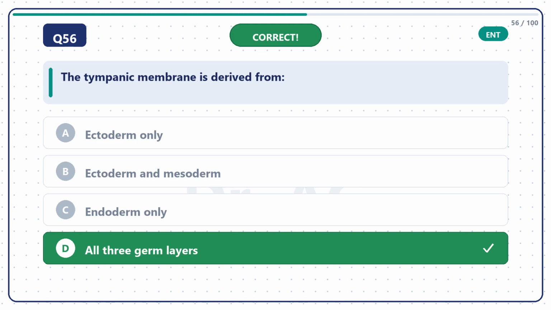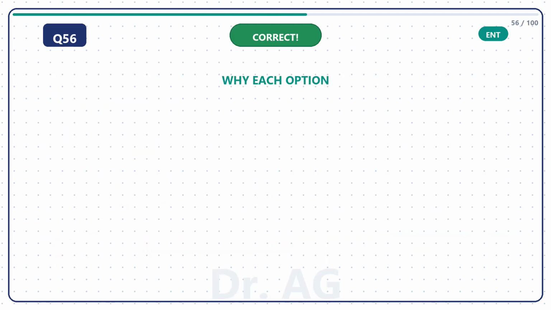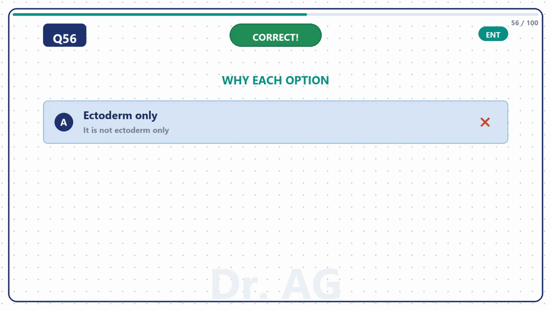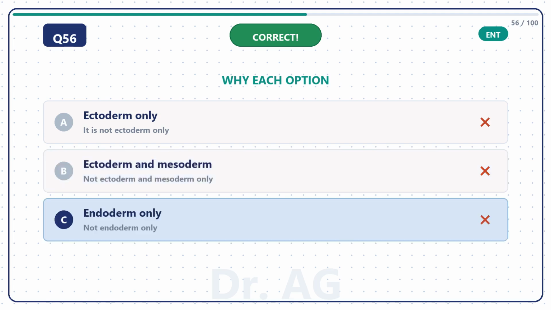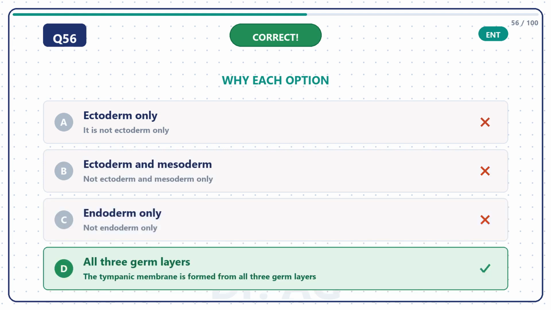All three germ layers. Let's go through the options. Ectoderm only. It is not ectoderm only. Ectoderm and mesoderm. Not ectoderm and mesoderm only. Endoderm only. Not endoderm only. And the correct answer is all three germ layers. The tympanic membrane is formed from all three germ layers. So, the right answer is option D. All three germ layers.